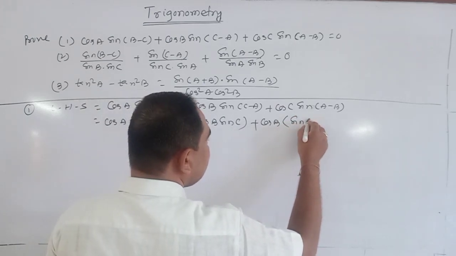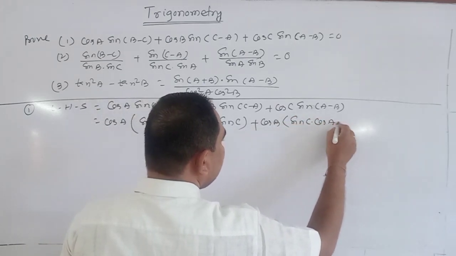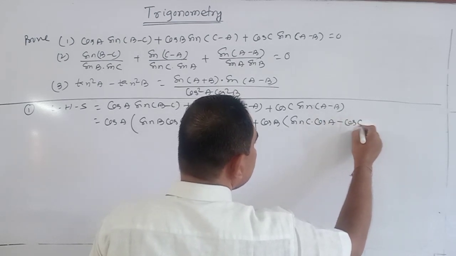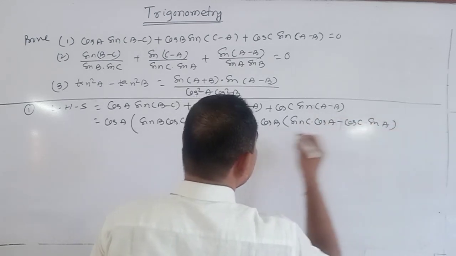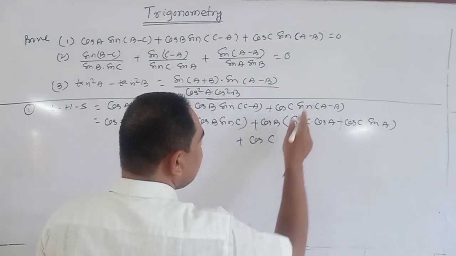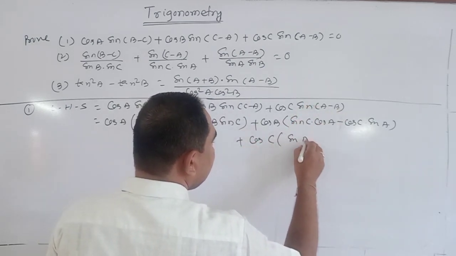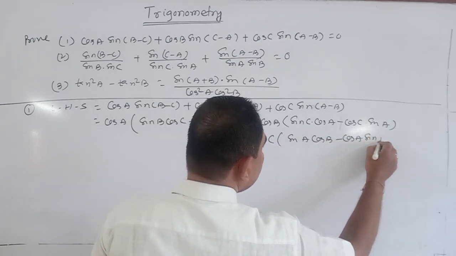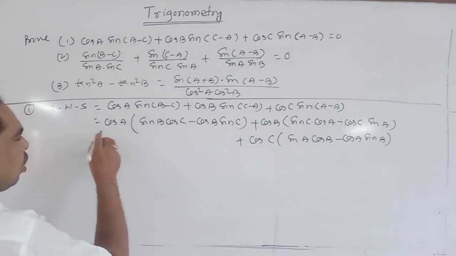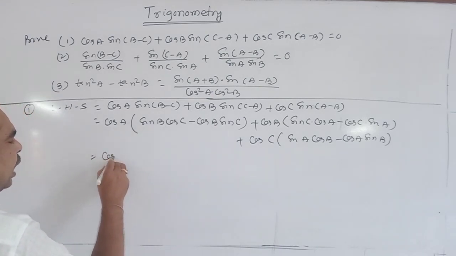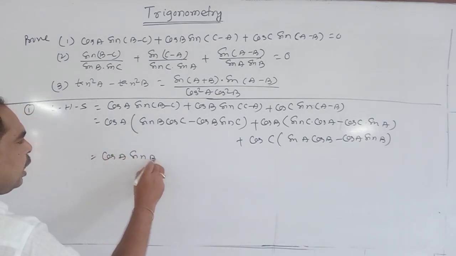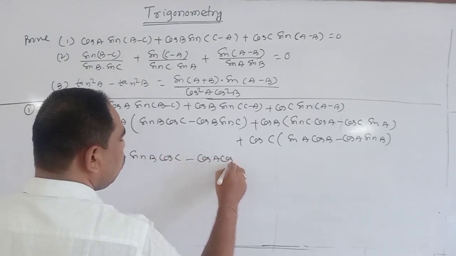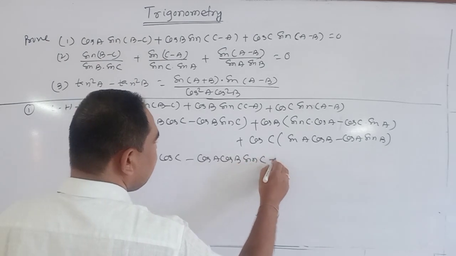So sin C into cos A plus minus cos C into sin A plus cos C sin of A minus B, sin A into cos B minus cos A into sin B. So multiply cos A individually. So cos A into sin B into cos C minus cos A into cos B into sin C.